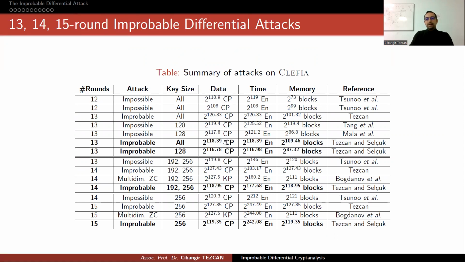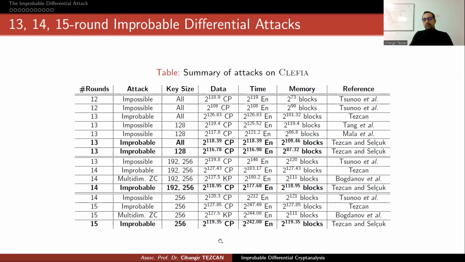So we did this, and as you can see, our improbable differential attack was this, with this many chosen plaintexts, this many reduced round encryptions, and so on. But we performed the same attack on 13 rounds by reducing the required time and data complexity. And moreover, by looking at the key schedule of 128-bit CLEFIA, we further reduce the required data. Okay? And similarly, for larger key lengths, we obtain attacks with less data and time complexity.